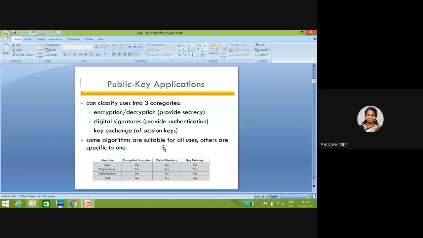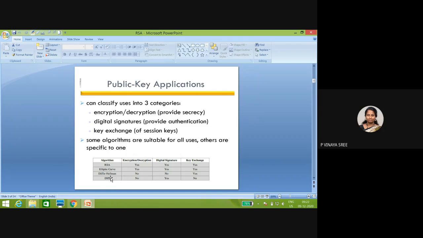Some algorithms are suitable for all uses. The very famous one is the RSA algorithm. Does it support encryption and decryption? Yes. Digital signature? Yes. Key exchange? Yes. Others are elliptic curve, Diffie-Hellman, and digital signature standard, DSS. RSA can be used for all three, but in our syllabus we have Diffie-Hellman, which only supports key exchange. Diffie-Hellman is not used for confidentiality or authentication service, it is only used for exchanging the key.